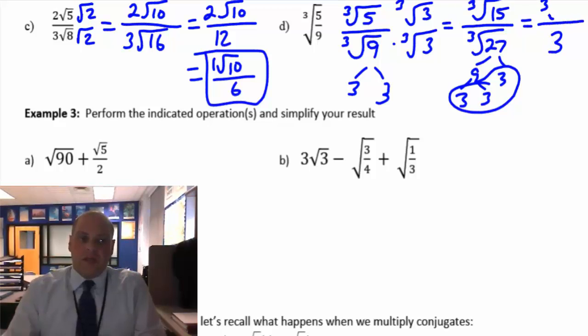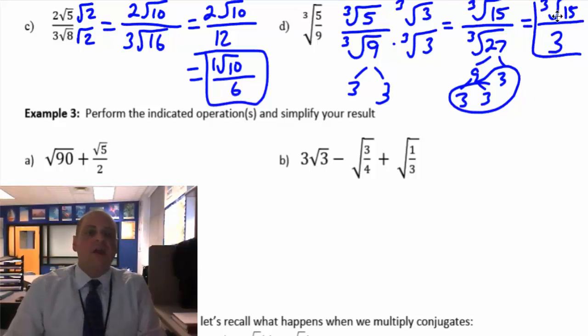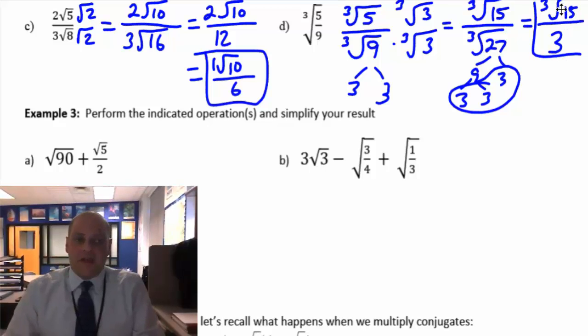So it's 3 cubic root 15 over 3. That would be your final answer for that problem there. 3 cubic root 15. I'm sorry, just cubic root 15 over 3. That's the cubic root symbol. Cubic root 15 over 3.